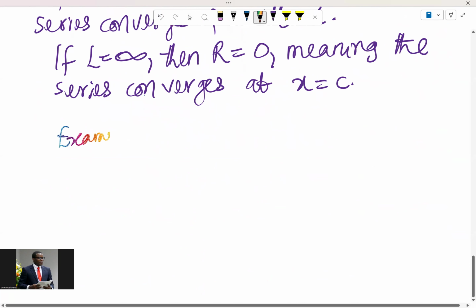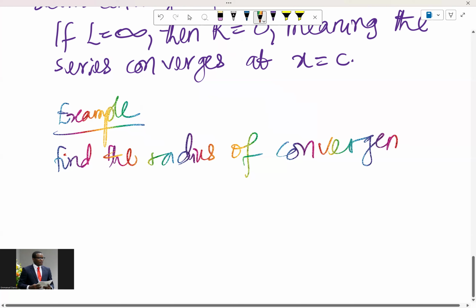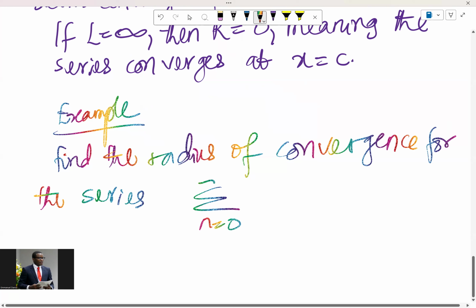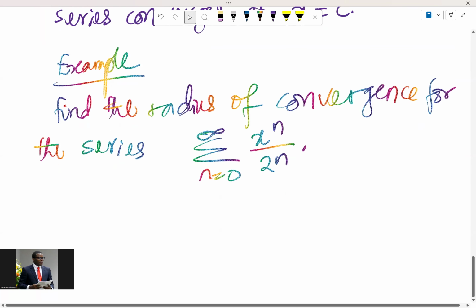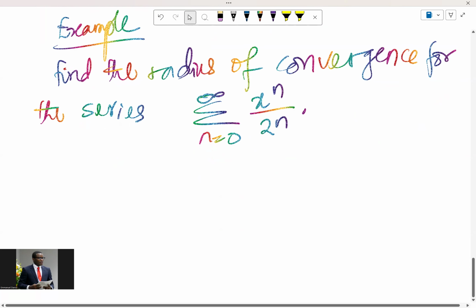Example: find the radius of convergence for the series, the summation from n equals 0 to infinity of x raised to power n all over 2 raised to power n. So what's the radius of convergence for this? Of course, using the ratio test, right?